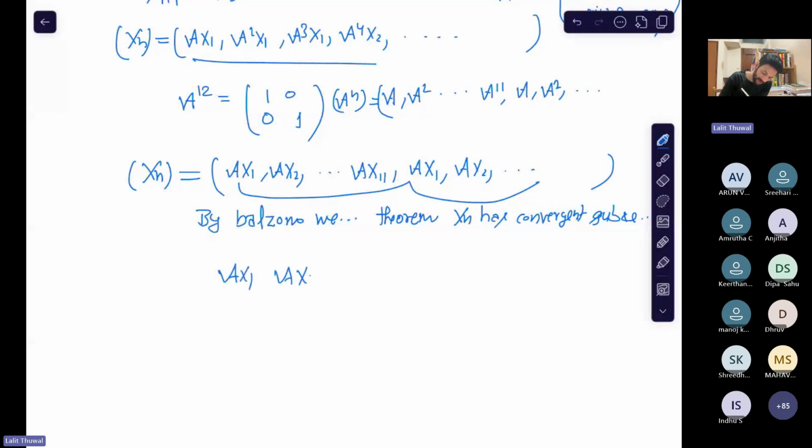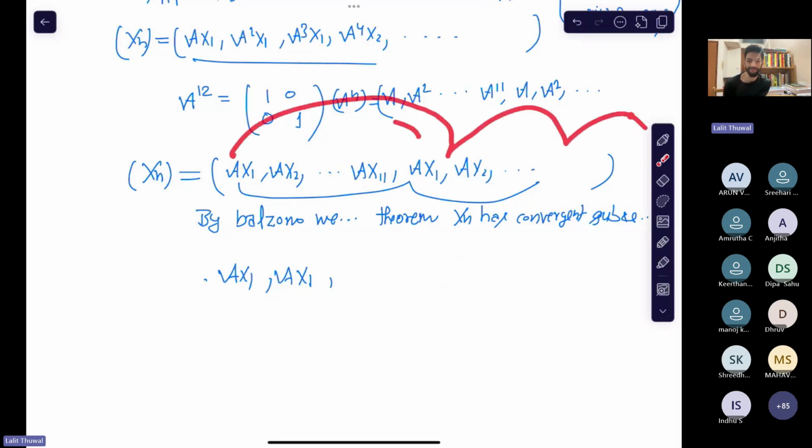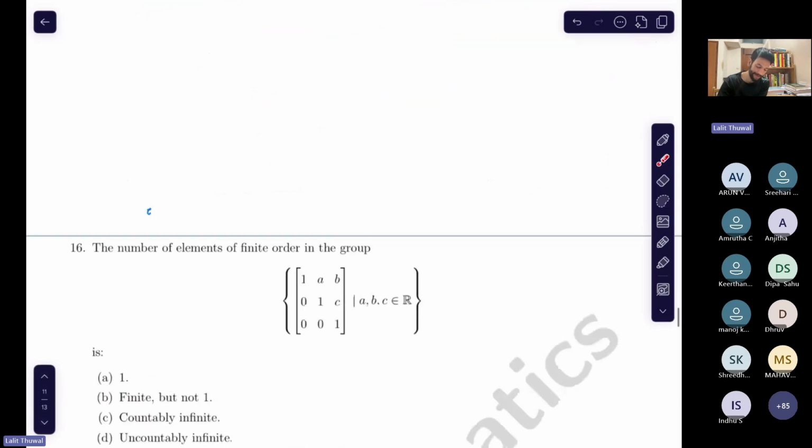You don't need the Bolzano-Weierstrass theorem here, but you have learned that also. Suppose somehow you found that this is a bounded sequence, then you can apply it, but you don't need it here. You can just take this sequence. Everything is clear, right? First one term, then whenever you get AX1, then again you get it somewhere later. Okay, good. That's good to note.